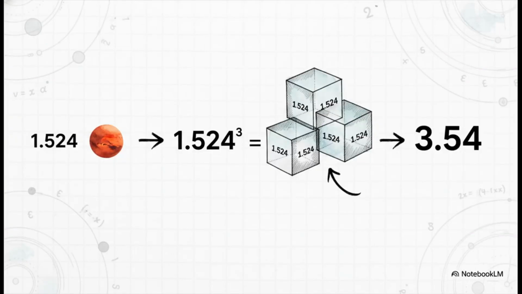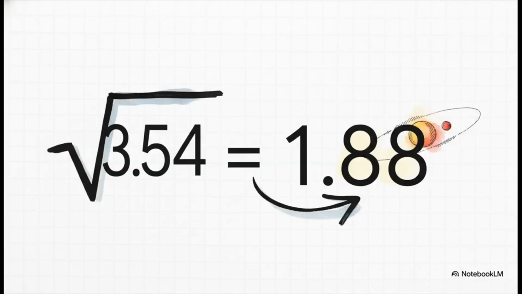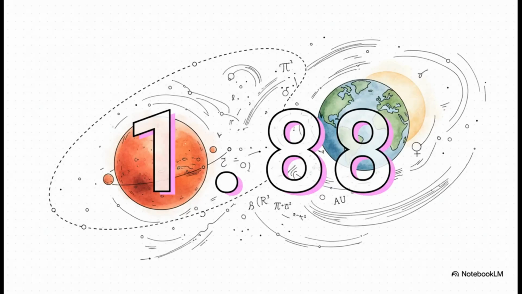So, for the first step, we cube the semi-major axis. That's 1.524 multiplied by itself 3 times. The result we get is approximately 3.54. Now, this number itself doesn't have an intuitive physical meaning just yet, but it's the necessary intermediate value we need for our final step. And now, for the second and final step of our calculation, we take the square root of that intermediate value, 3.54, and the result, which Kepler's law tells us is the orbital period T, is approximately 1.88. And there we have it.